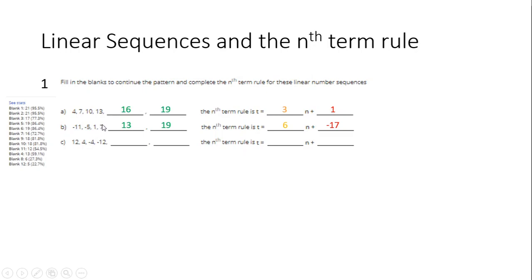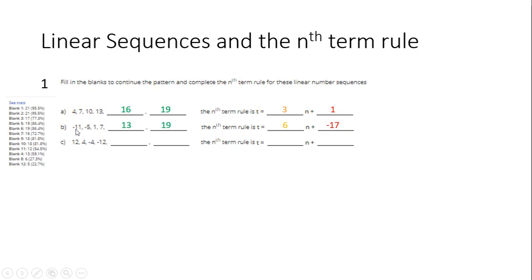So if we keep going adding 6's, we get 13. Add 6 again, we get 19. And like I said, we already know what this rule is. We know what the common difference is. We're adding 6, so we should have a 6 in front of the n. That's assuming that this is just like the 6 times tables. It's jumping by 6's. However, it's not the 6 times table.